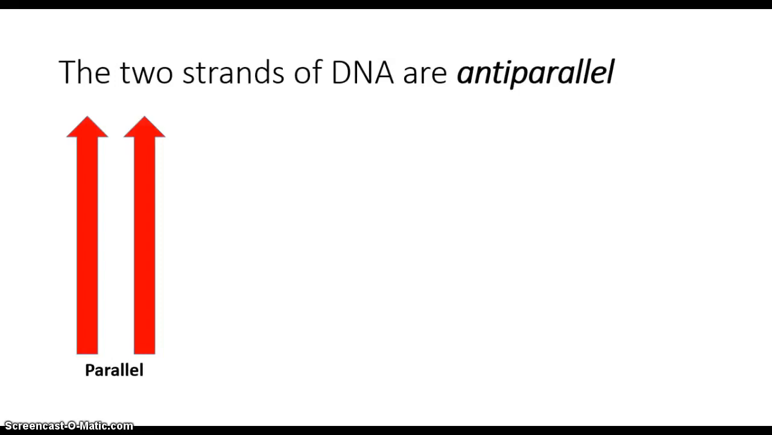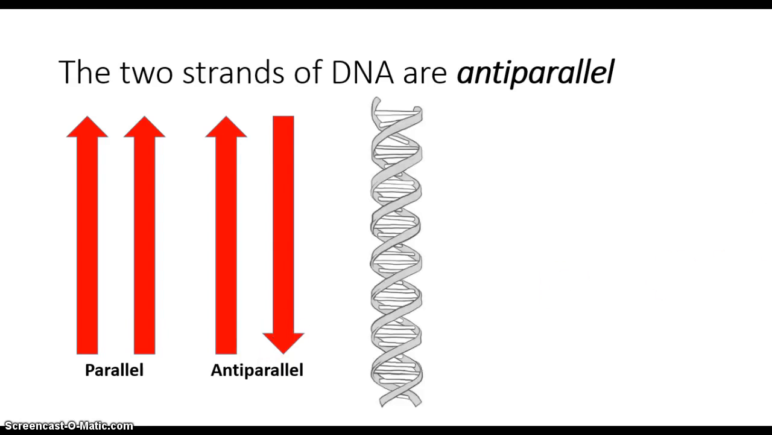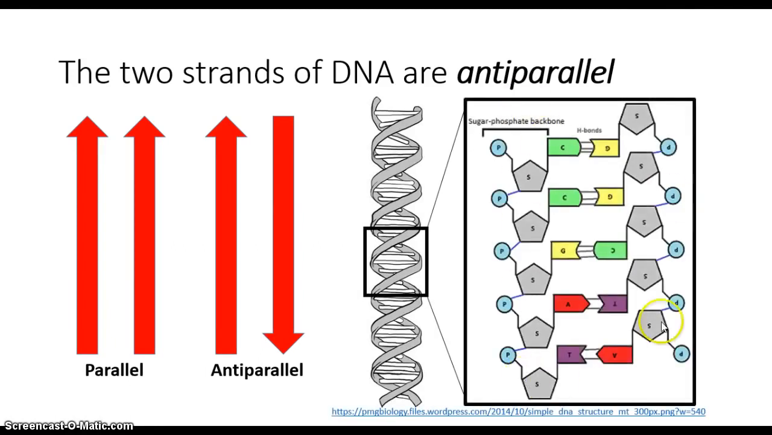When we say that DNA is anti-parallel, what we mean is there are two strands of DNA and they happen to run side by side but in opposite directions, as shown by these arrows. So when we look at the structure of DNA, this is one strand, this is the other, we can see that the backbones of these are oriented in opposite directions.